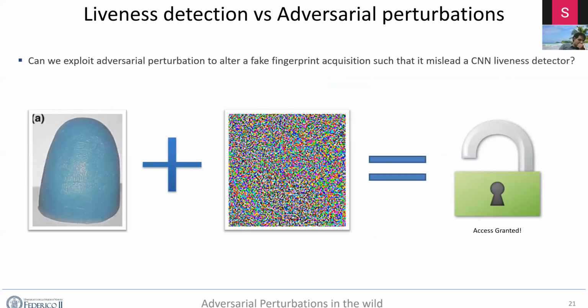So the point is, is it really fine to use CNN in such a critical context when we already know that they do have blind spots, so it's possible to mislead them? So the aim in this case was to show that it's not necessarily fine to use them, by bypassing them, so by attacking a liveness detector based on a CNN.